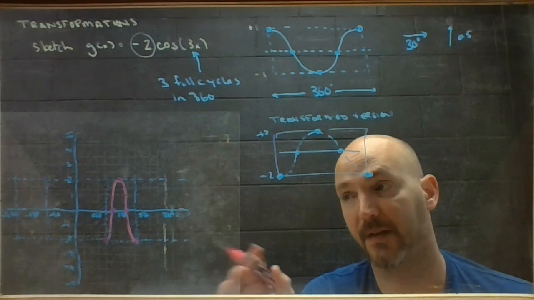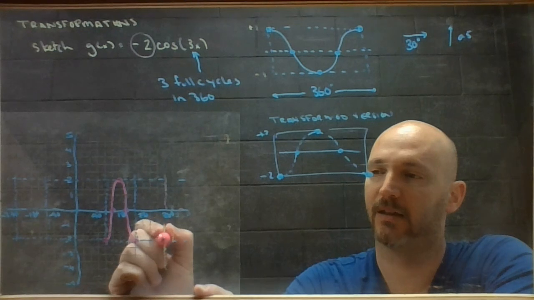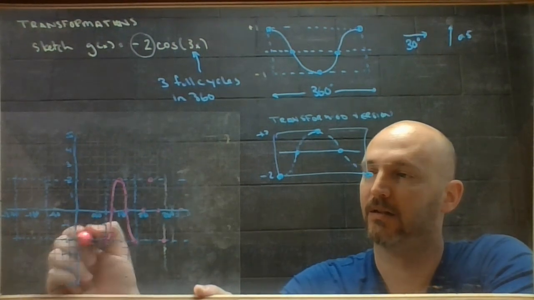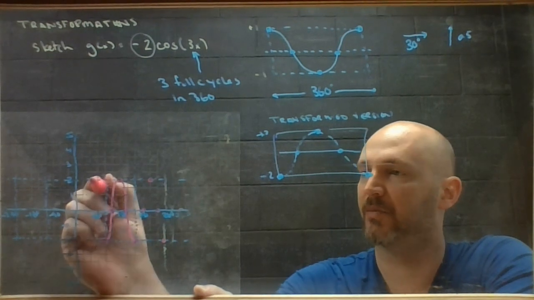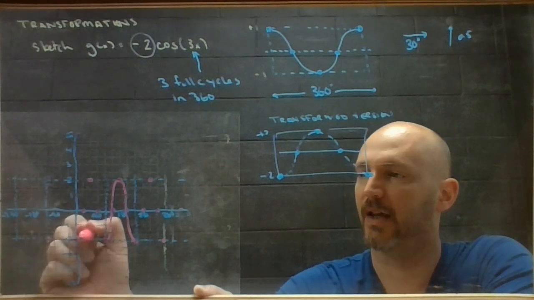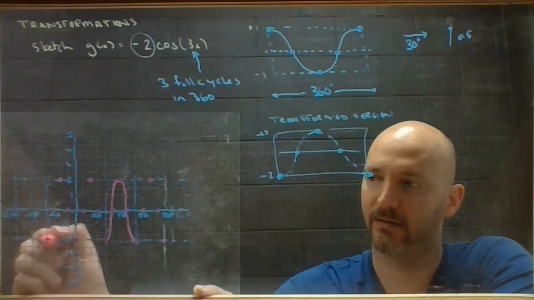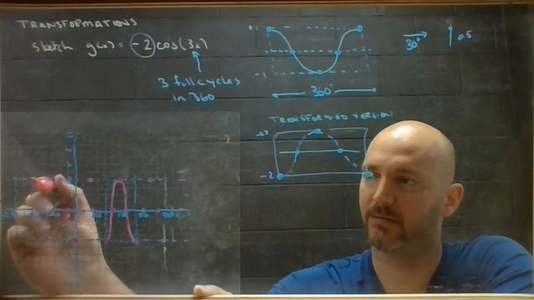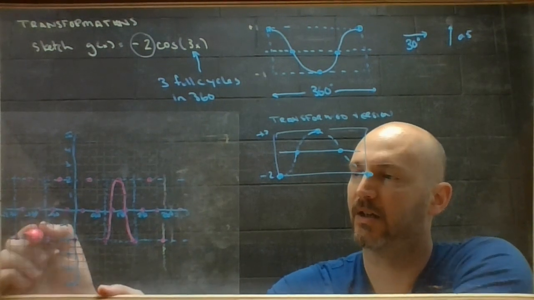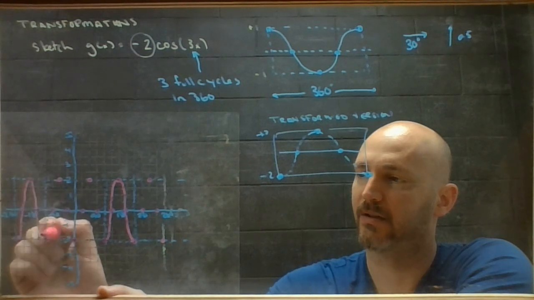So one's not enough. I have to map that pattern into every rectangle. So start low, end low, peak halfway, zero halfway. Start low, end low, peak in the middle, zero out. And I've got enough dots to sketch in this curve.